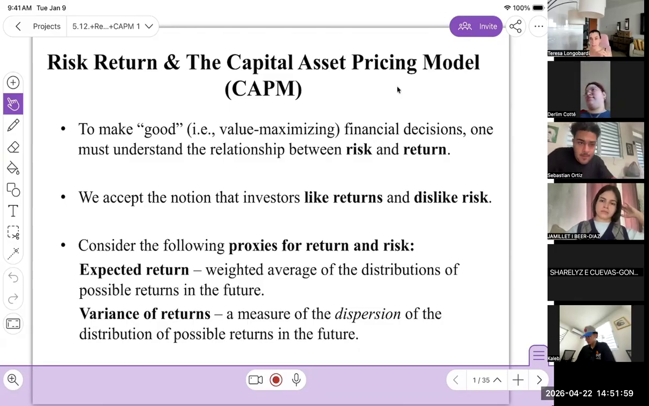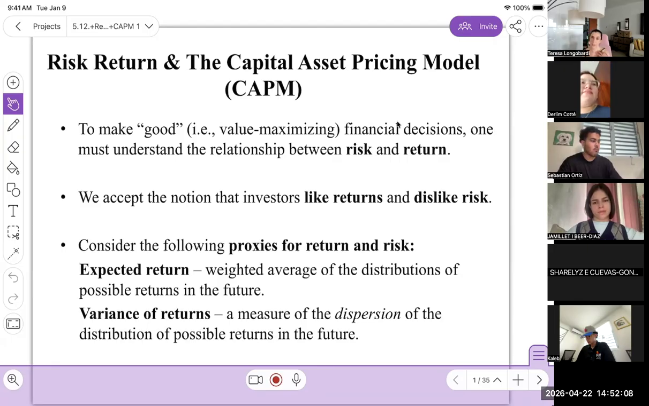The third way, and this is going to become the central focus of next week, is the capital asset pricing model. And we're going to lead up to that. So this is the first introduction, our initial introduction.